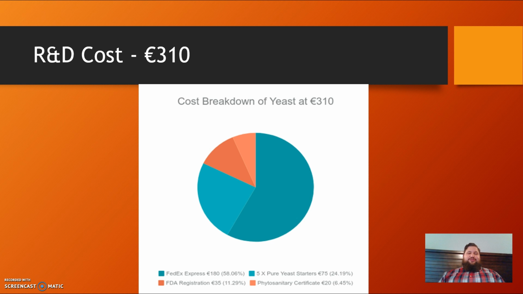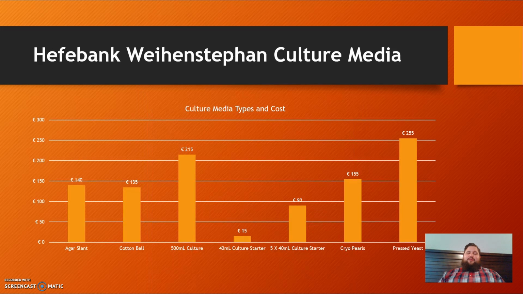If we're going to actually pursue this, the R&D cost for a startup of 5 small 40 milliliter yeast cultures is going to be 310 euros. Most of that is going to be extra fees associated with it. So we'll get to that here in just a second. Once we decide to go that route, if we want to continue to operation and production, my recommendation is going with an agar slant. That way we could continue to culture our own yeasts.